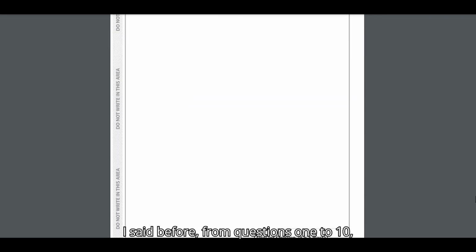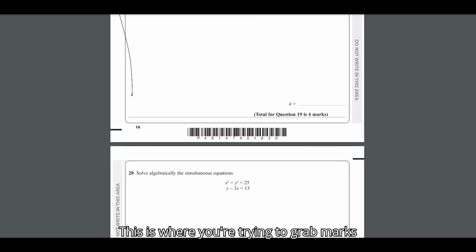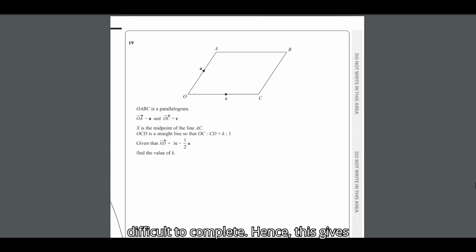As I said before, from questions 1 to 10, you want to try and get it all correct. This is where you're trying to grab marks as much as possible, until you get to the point where there are going to be much harder questions that you may find difficult to complete. Hence, this gives you a little bit of leeway, you can say, if you complete all these questions correctly.